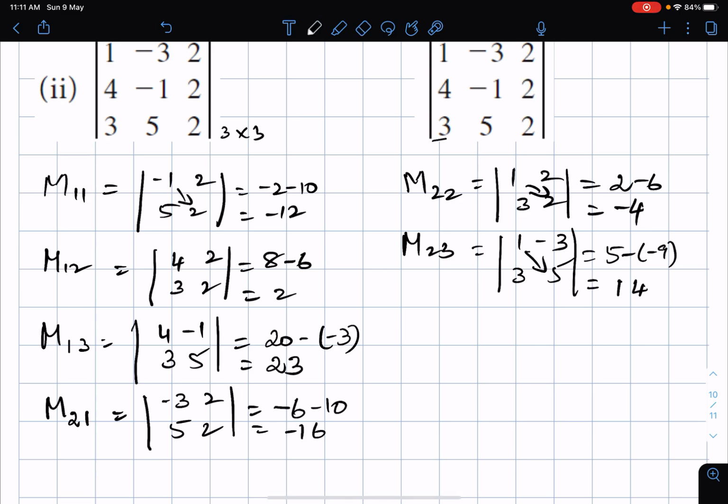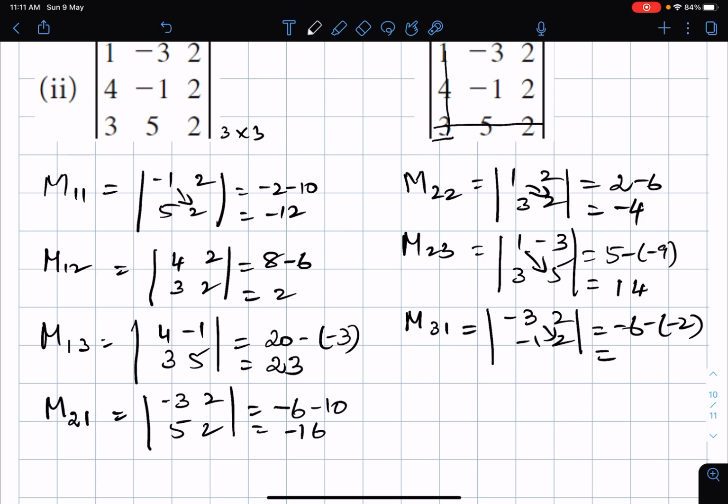Third row, first element. So the corresponding column and corresponding row get cancelled, and your minor is M31. The elements are minus 3, 2, minus 1, 2. When you multiply, it is minus 6, minus of minus 2. So minus 6 plus 2 is going to give you the answer as minus 4.